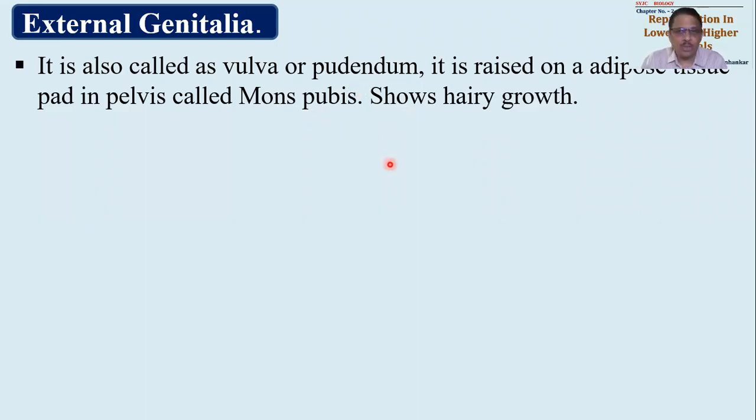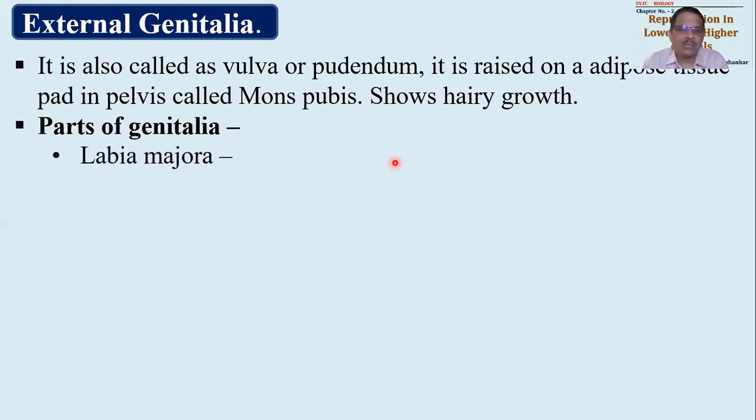This region will show presence of hairy outgrowth which are called pubic hair. Pubic hair यहाँ पे रह सकते हैं. Genitalia of female has got certain parts, like there is a pair of labia majora.